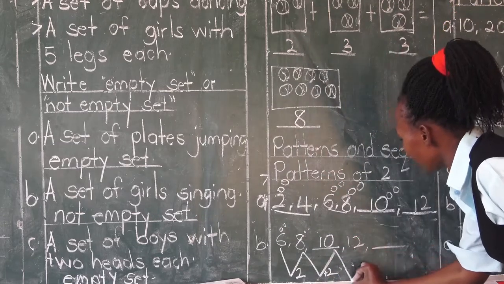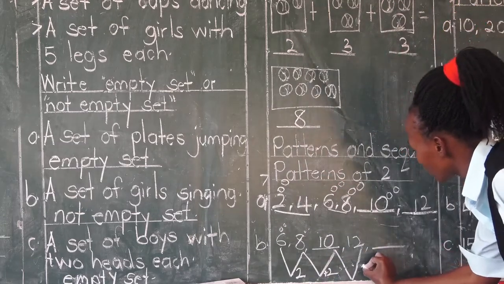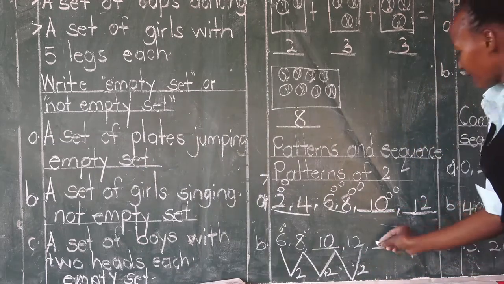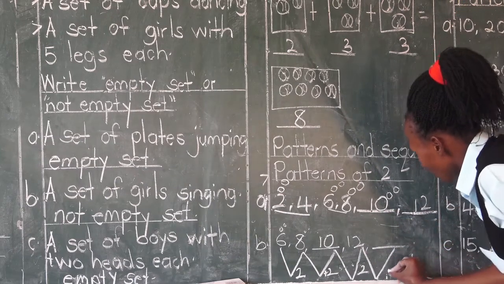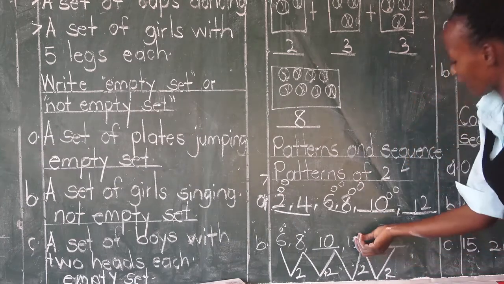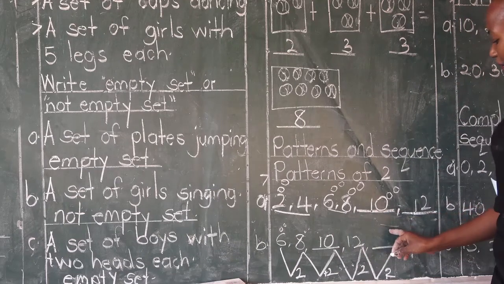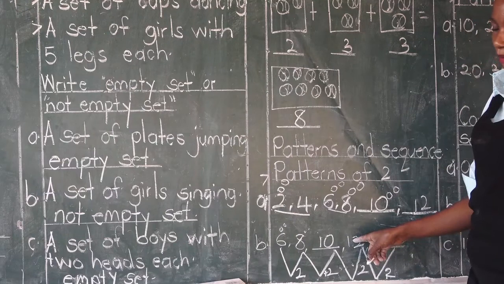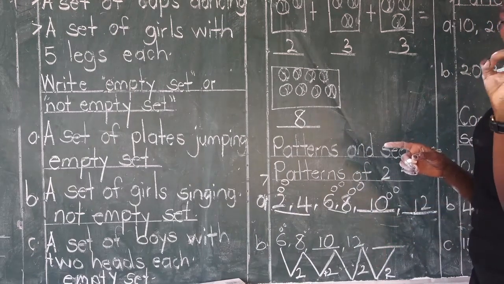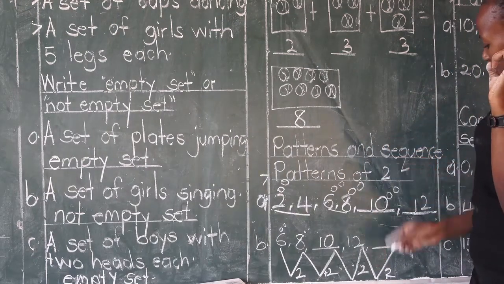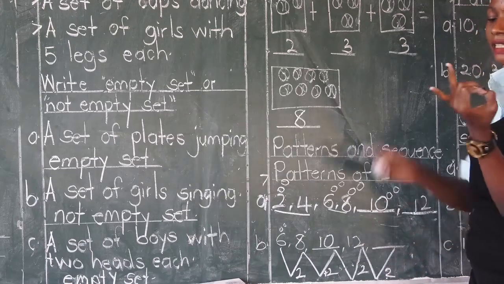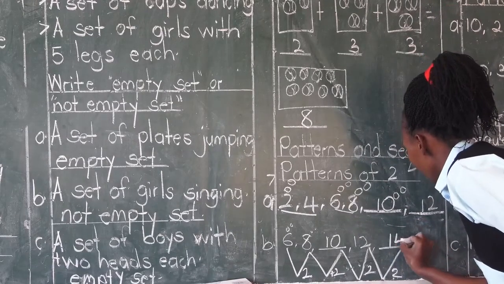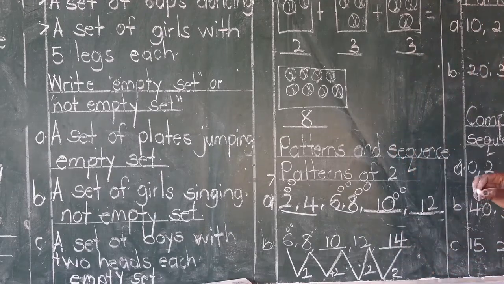Still here, on 10 and 12, they added 2. They added 2 on number 10 to get 12. Still here, we shall add 2 on to number 12 to find the missing number. Let me say that I have 12 in my head. If I add 2, which number am I going to get? 12 in my head, then 13, 14. The missing number here will be 14.